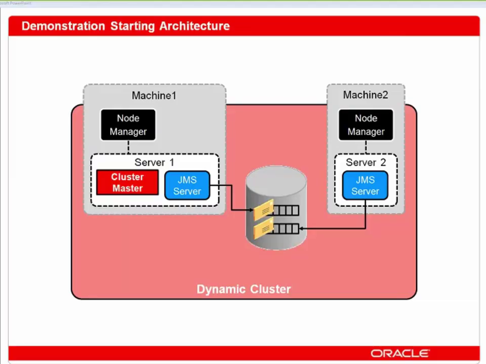Okay, so here is the starting architecture of the demo. I've got two machines, and I've got a dynamic cluster configured across the machines. Each machine has a node manager running, and we've got server 1 that I start up first that's going to be the cluster master, server 2 that's going to start up on the other machine, and I've also got JMS servers and a distributed destination configured to also show that JMS works on whole server migration on dynamic clusters as well.